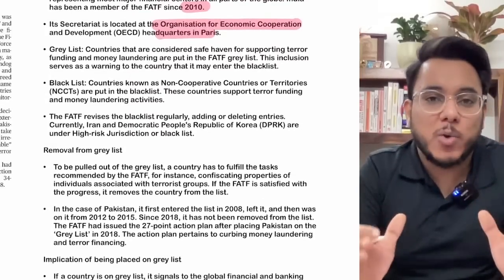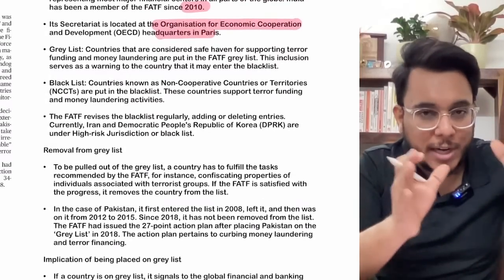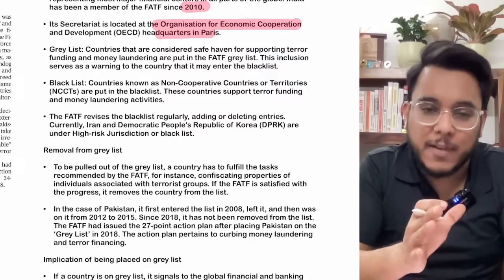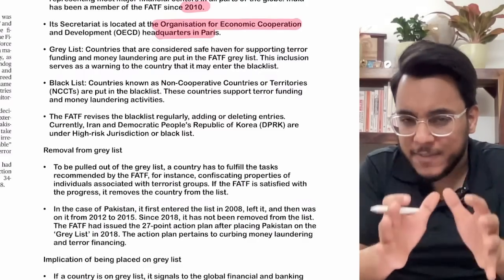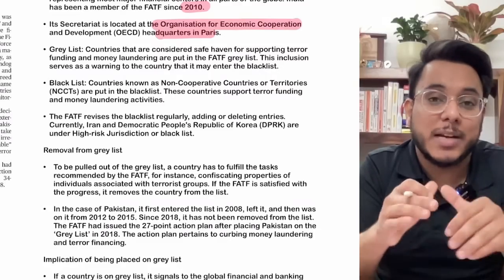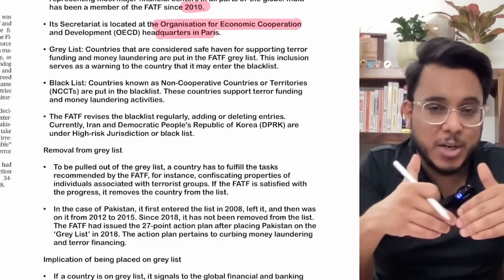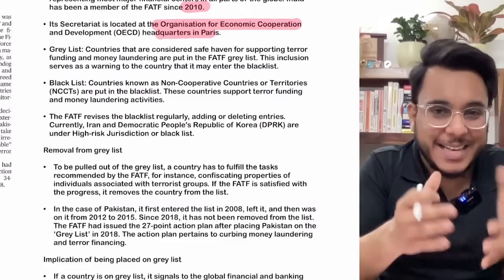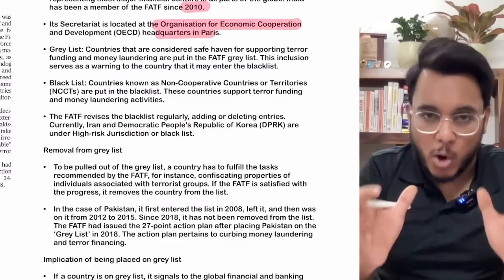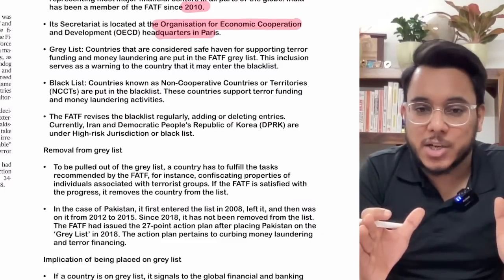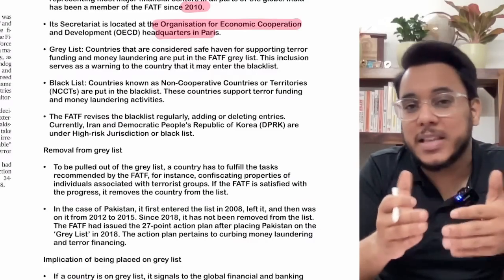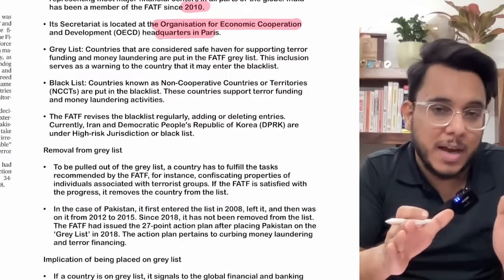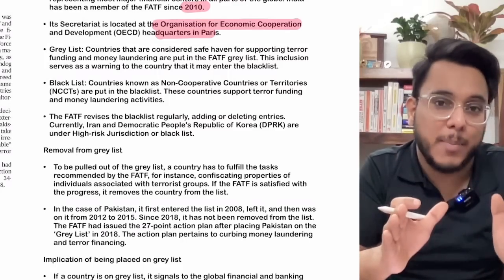Now, as I told you, FATF aims to reduce money laundering and terror financing, terror funding. So for that, FATF from time to time issues certain directions. It issues certain frameworks, certain guidelines that every country has to follow. Now, in this direction, guys, the countries who don't follow the FATF's directions are put either in a blacklist or in the grey list.